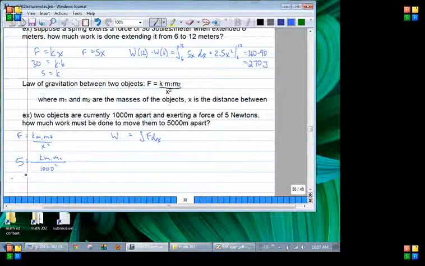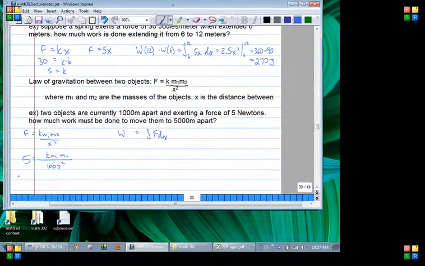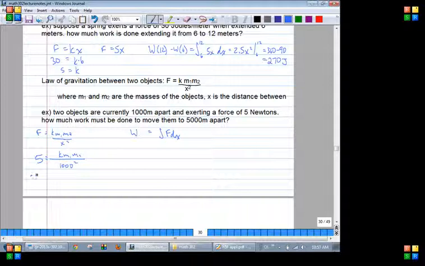So what you get is 5,000,000 equals k m1 m2. And that's all we need. All we need to know is that 5,000,000 is the number on top. So we now know that force equals 5,000,000 over x squared.